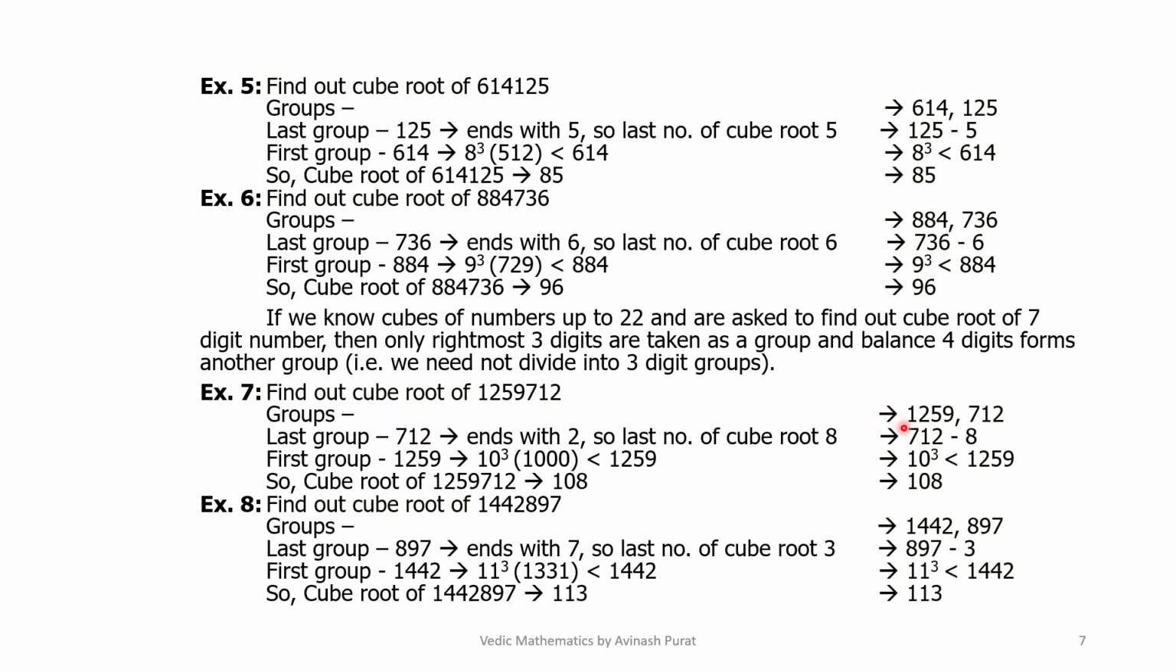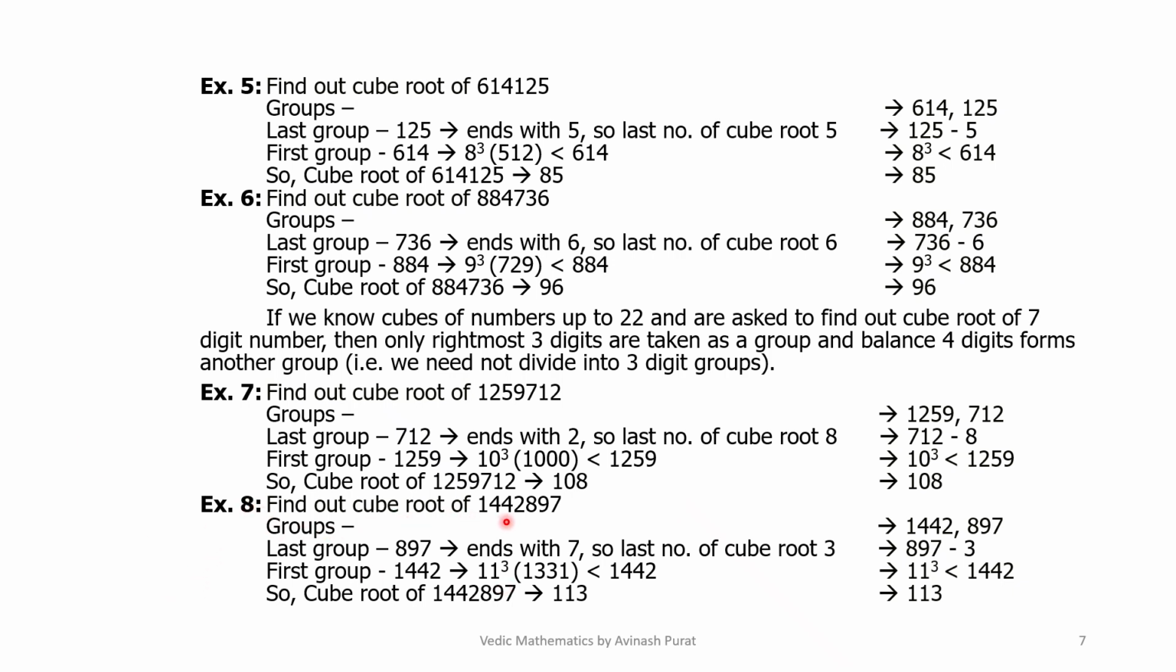Groups are 1259 and 712. The last group is 712, which ends with 2, so the last digit of the cube root is 8. For the first group 1259, the highest cube less than 1259 is 1000, that is 10 cube. So 10 cube is less than 1259. The cube root of 1259712 is 108.